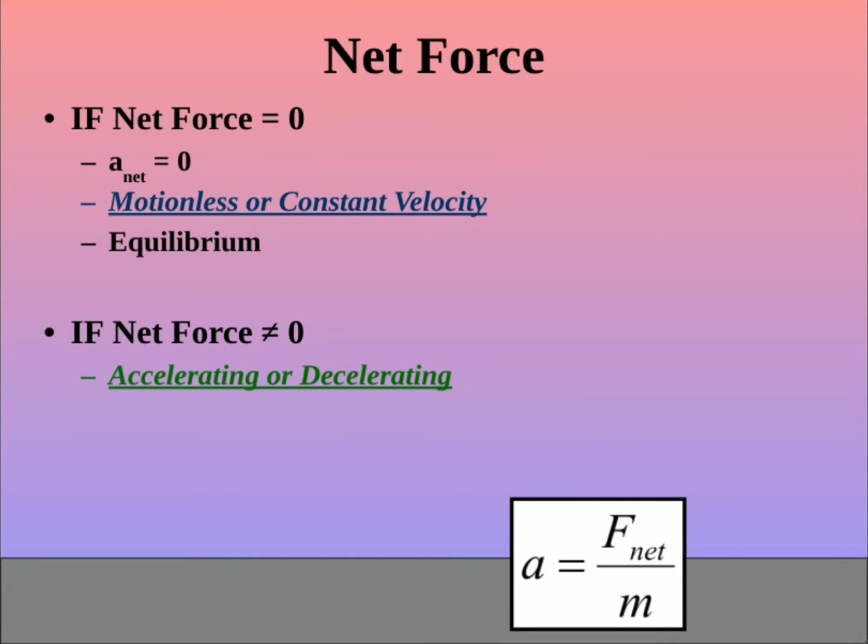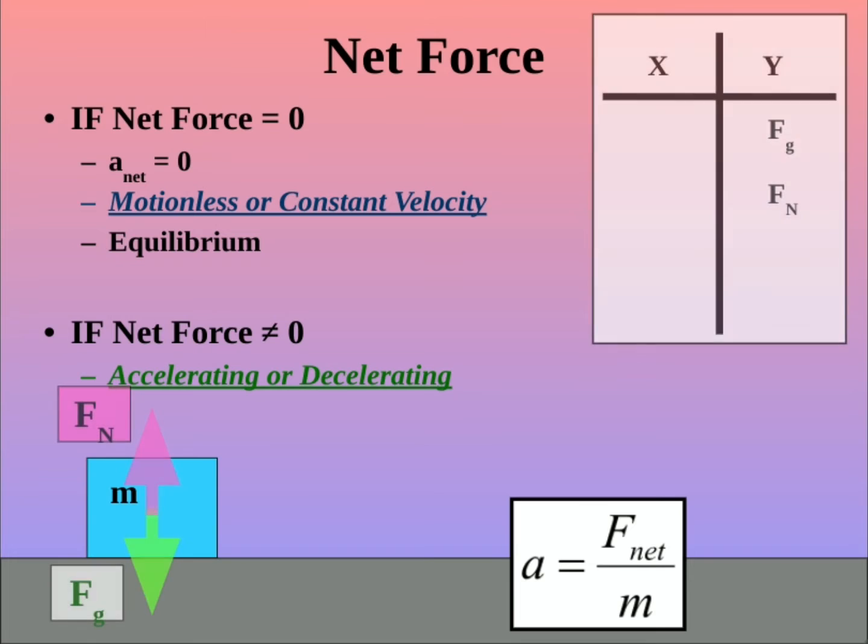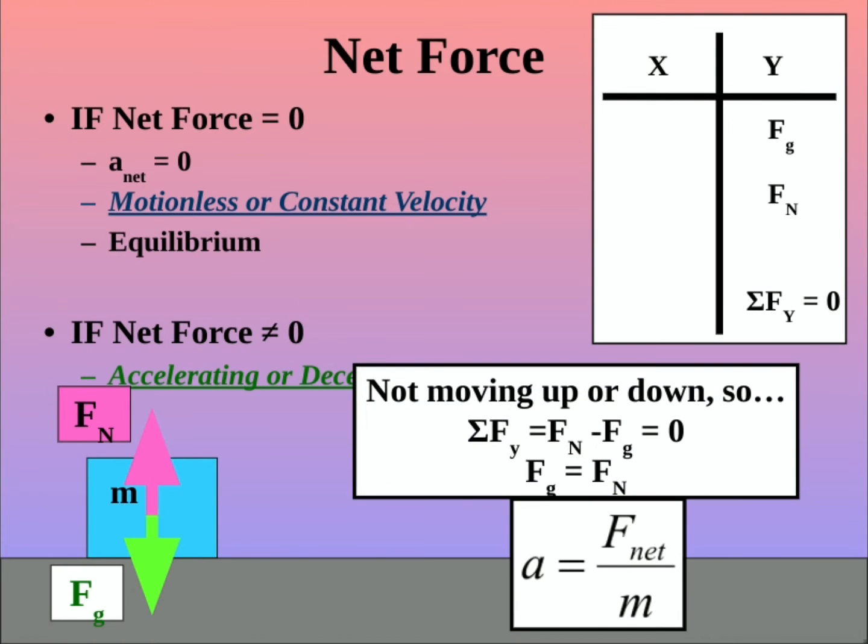All right, so if we have some sort of object, like a mass right here, then we want to draw out the free body diagram. And if it's not moving to the left or right, then these are the forces acting on it. We got the gravitational force pointing down, the normal force pointing up. And if it's not moving up or down, then we can do our sum of forces, which we'll take a look at in a minute.